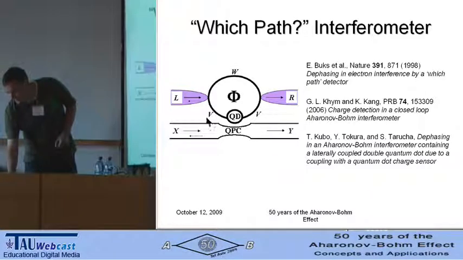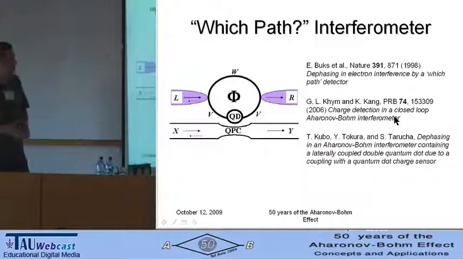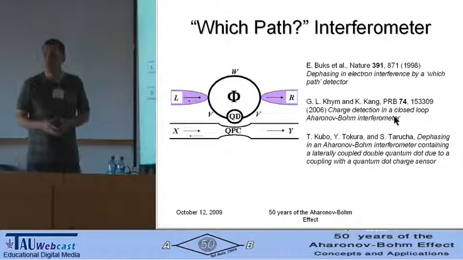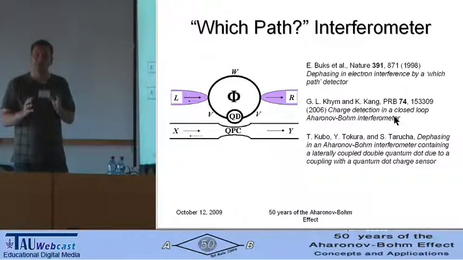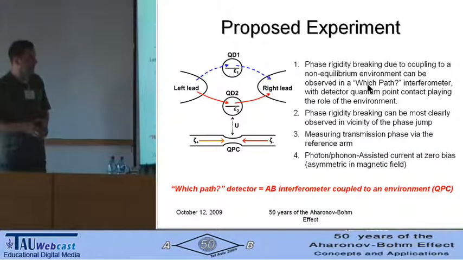In connection to this, this particular figure was stolen by me from the paper by Sánchez and Kang, who pointed out that in such a closed interferometer, because of the interaction with the quantum point contact, Aharonov-Bohm oscillations can lose their symmetry with respect to magnetic field. And I'm going to build on this idea.